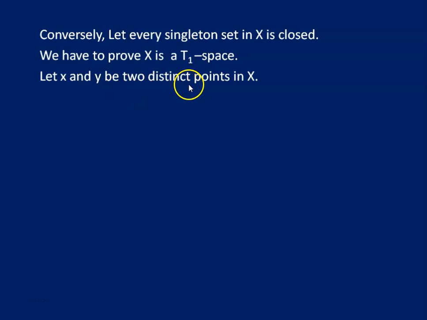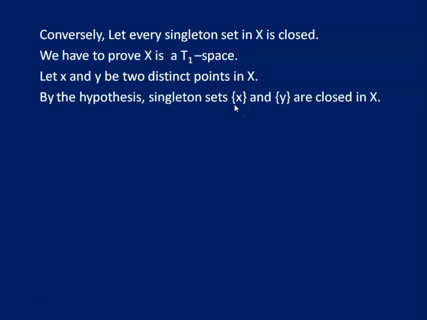Let x and y be two distinct points in X. By the hypothesis, the singleton sets {x} and {y} are closed in X because we have assumed that every singleton set in X is closed. Therefore, these singleton sets {x} and {y} are closed sets in X. Since they are closed, we know that the complement of a closed set is open. Therefore, {x} is closed, so X minus {x} is an open set.